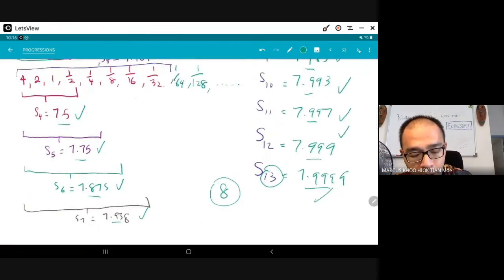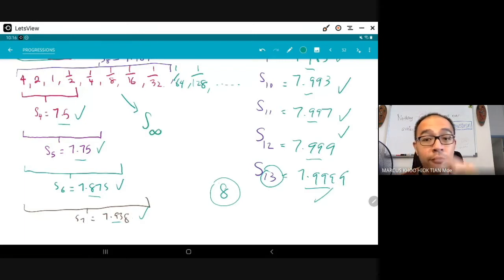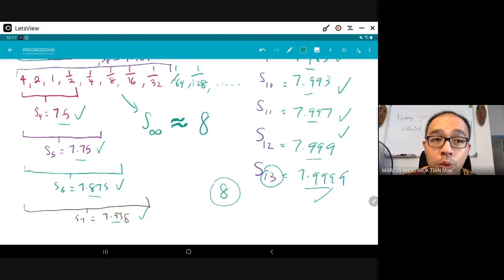For this progression, the sum to infinity, this is the symbol for infinity. It is a number 8 that is lying down. So sum to infinity equals to, or is approaching, number 8.